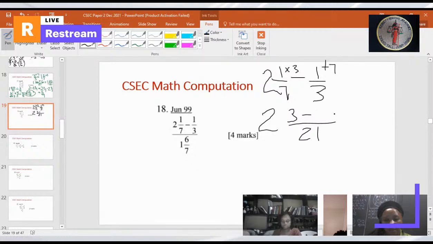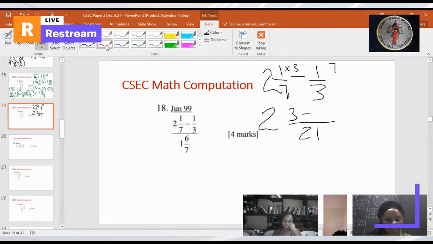Yes, miss, that's an addition. All right. So 1 times 7 is 7. Okay, so then what do we do from here? Miss, minus, miss, 3. Wait, miss, pardon me? Miss, you say 7 times 7. No. What do we do here?